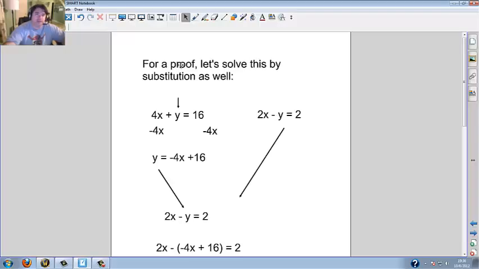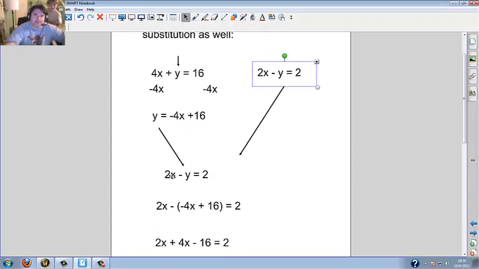And we're back. For a proof, let's solve this by substitution as well. So if I were to solve for this y, instead of plus 4x, I'll minus 4x to both sides. So y equals negative 4x plus 16. Now I'll take that y and stick it in over here. So I'll go ahead and take 2x.